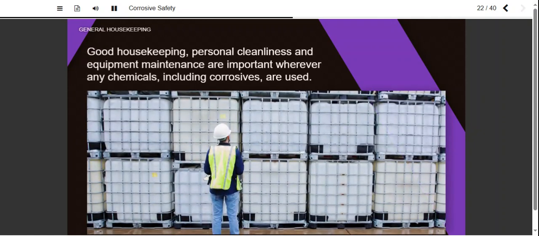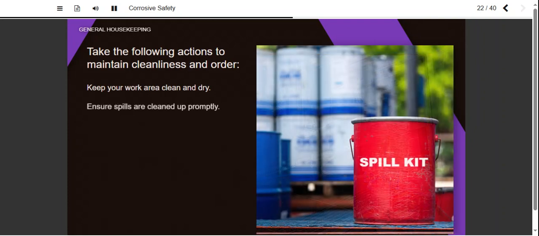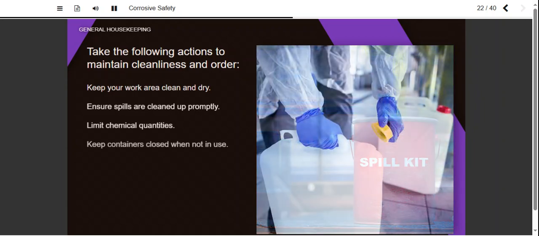Good housekeeping, personal cleanliness, and equipment maintenance are important wherever any chemicals, including corrosives, are used. Take the following actions to maintain cleanliness and order. Keep floors, counters, and work areas clean and dry to help prevent unplanned and unwanted chemical interactions. Keeping workspaces uncluttered decreases the likelihood of reactions and spills. Ensure spills are cleaned up promptly. Likewise, limit chemicals around your workspace. Keep containers closed when not using the chemical agent. This will minimize the chance of accidental spills and reactions to incompatible material.